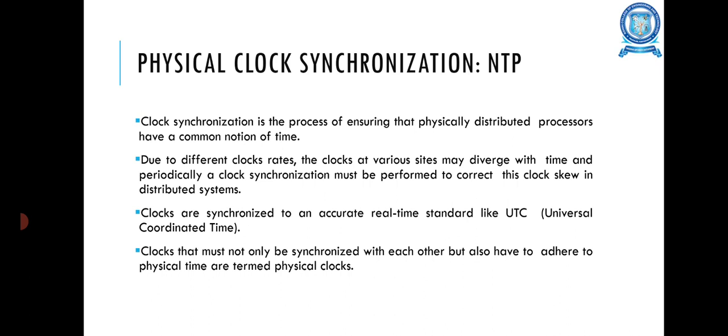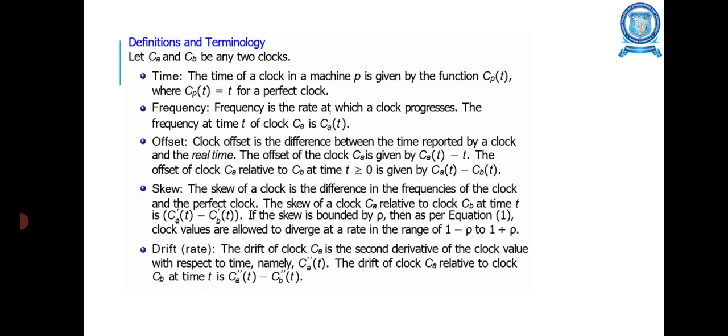Clocks that must not only be synchronized with each other but also have to adhere to physical time are termed physical clocks. These are some of the definitions and terminologies used in NTP. Let's take Ca and Cb, the two clocks. First, time. The time of a clock in a machine p is given by the function Cp(t). Cp(t) equals t for a perfect clock.